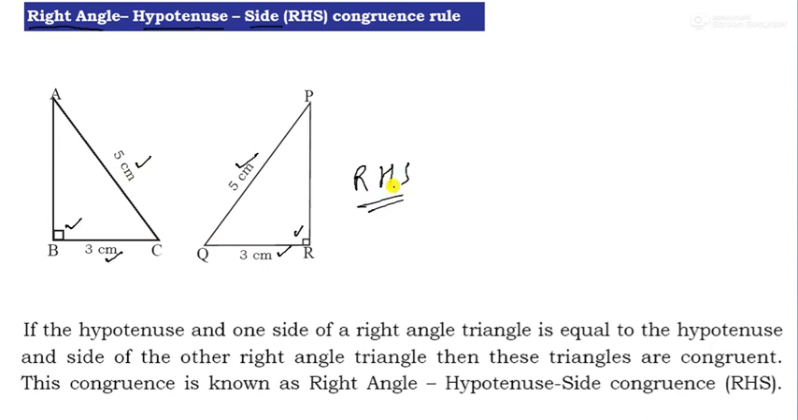So you can write this congruency. If the hypotenuse and one side of a right angle triangle are equal to the hypotenuse and side of the other right angle triangle, then these triangles are congruent, and this congruency is known as right angle hypotenuse side congruency, and in short we can say it is RHS.